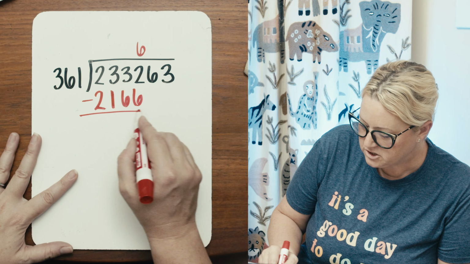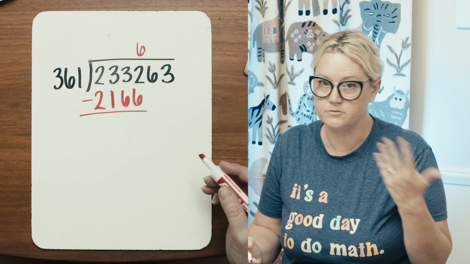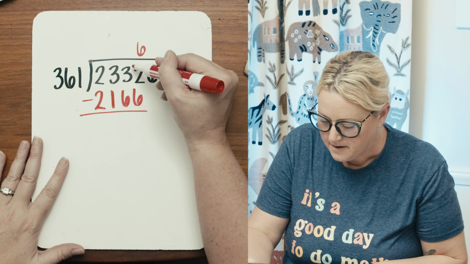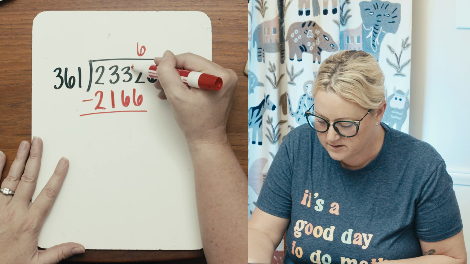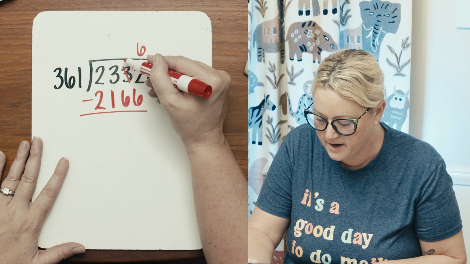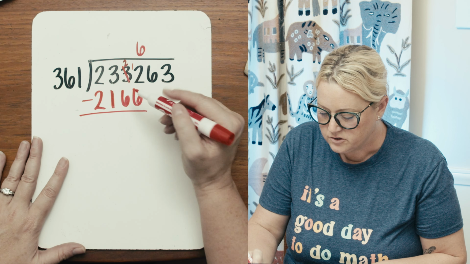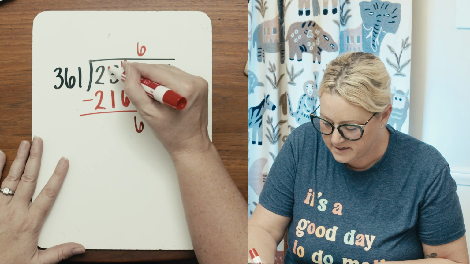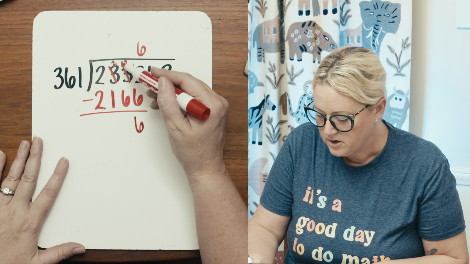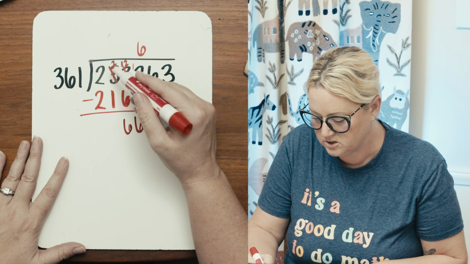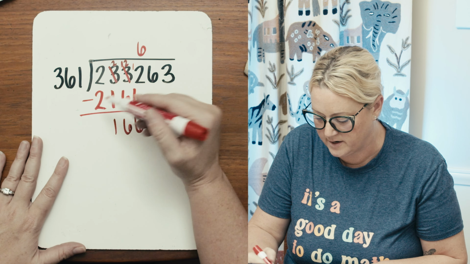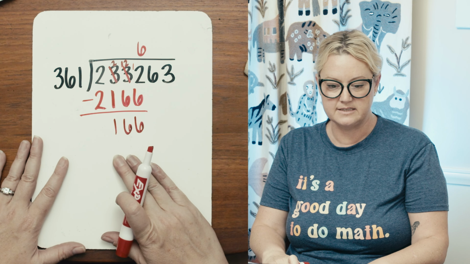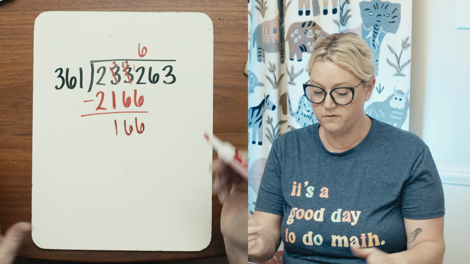Okay, so now I'm going to subtract. Subtraction never changes, right? 2 minus 6, can't do that. So I'm going to take a 1 and borrow from the 3. 12 minus 6 is 6. 2 minus 6, nope, I'm going to borrow from there. 12 minus 6 is 6. 2 minus 1 is 1. 2 minus 2 is 0. So now I'm left with 166, just like we did with the 4.